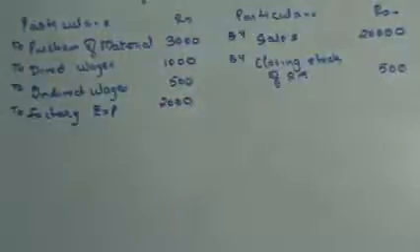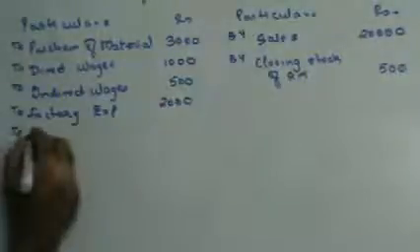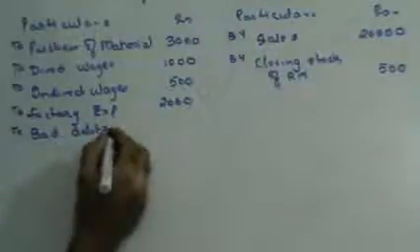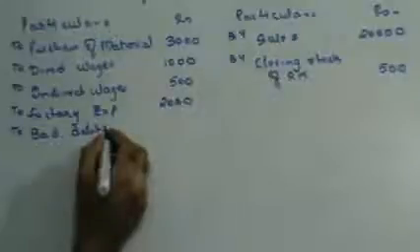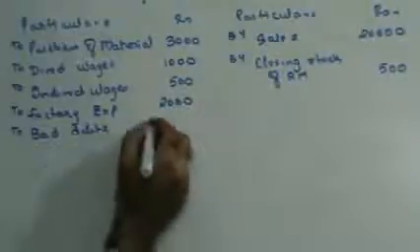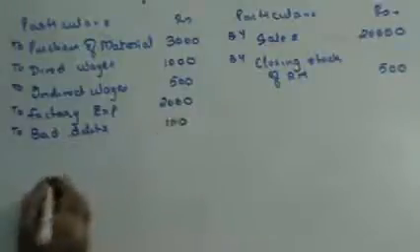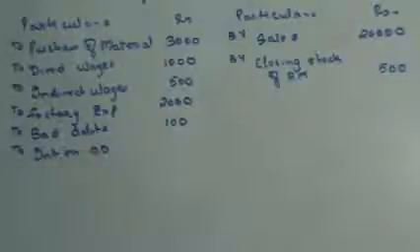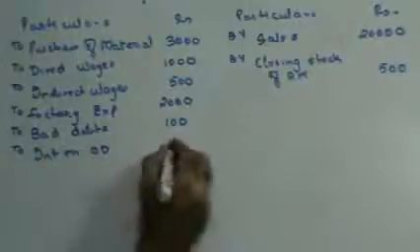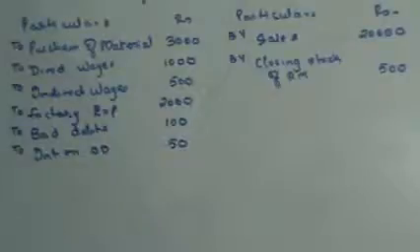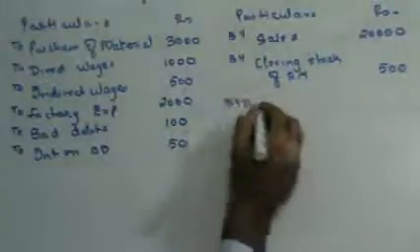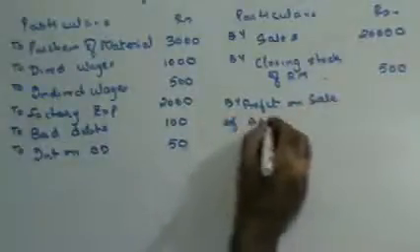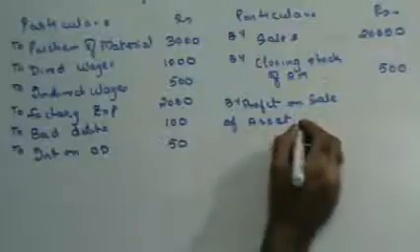Then you have bad debts. Bad debts are given to you as 100. Then you have interest on overdraft. The interest on overdraft is 50. Then you have profit on sale of asset. By profit on sale of asset is 1,000.